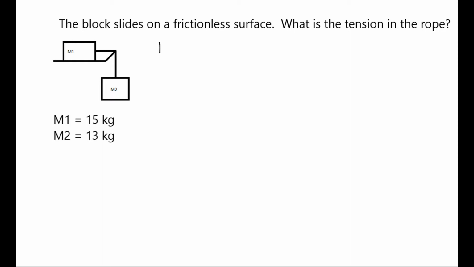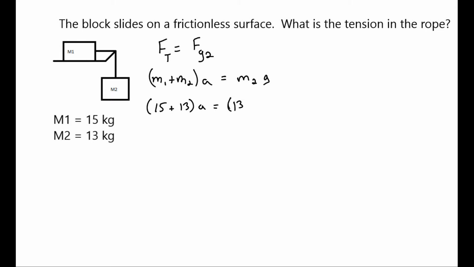So what's our total force acting on them in this case? Just Fg2, right? Because there's no friction. So we're going to say M1 plus M2 times A equals M2 times G, and we get 15 plus 13 times A equals 13 times 9.8.